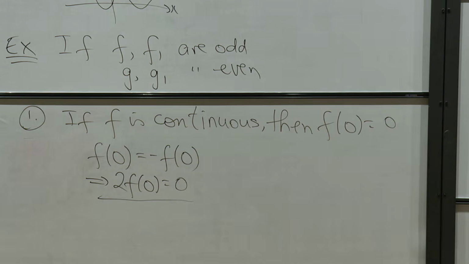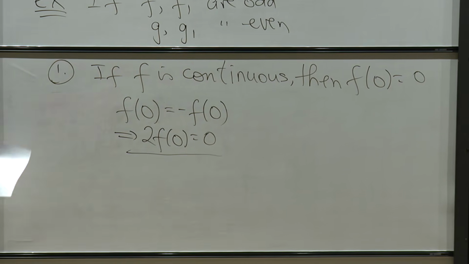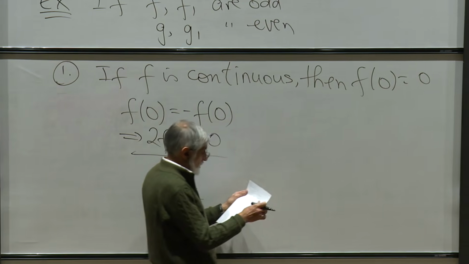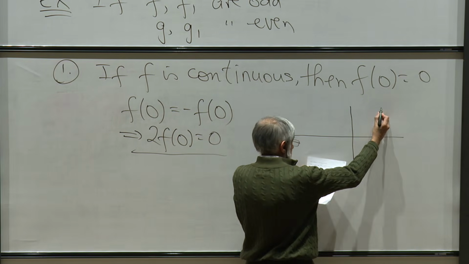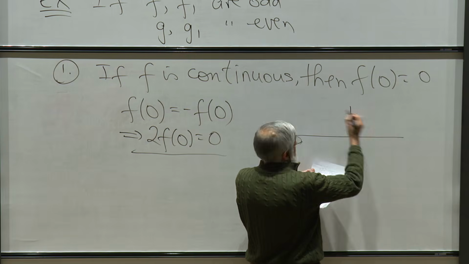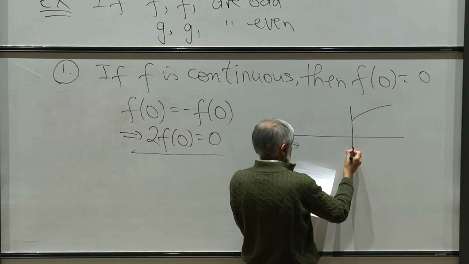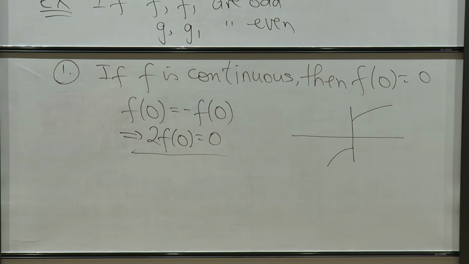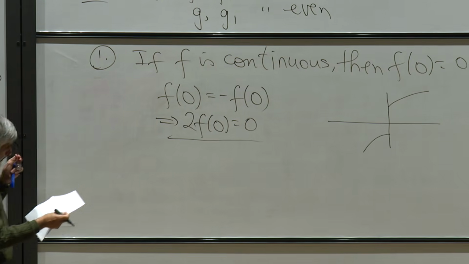Okay? It doesn't work if it's discontinuous, because you could have an odd function like this. We're talking about odd functions. Here's an odd function, and that's discontinuous at 0. And so f of 0 is not equal to 0. Okay?